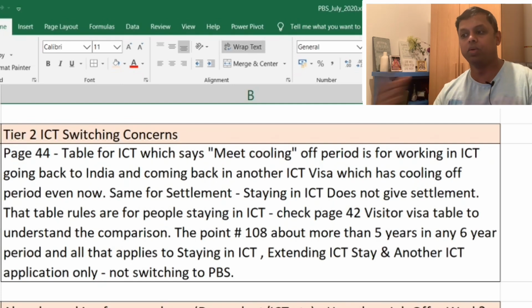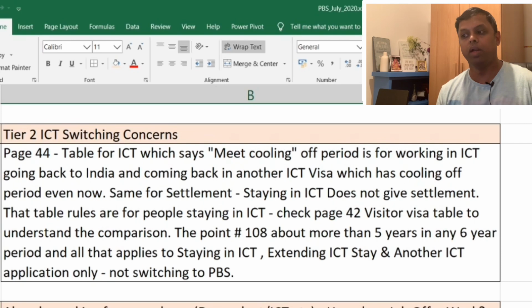If you want a comparison, you can compare it with page number 42 where the visitor visa table is, and that will make it easier for you to understand that the table is basically talking about all the restrictions within an ICT, not if you switch. All that we are bothered about is whether you are able to switch within UK or not, which they have clarified that you're able to switch within UK.